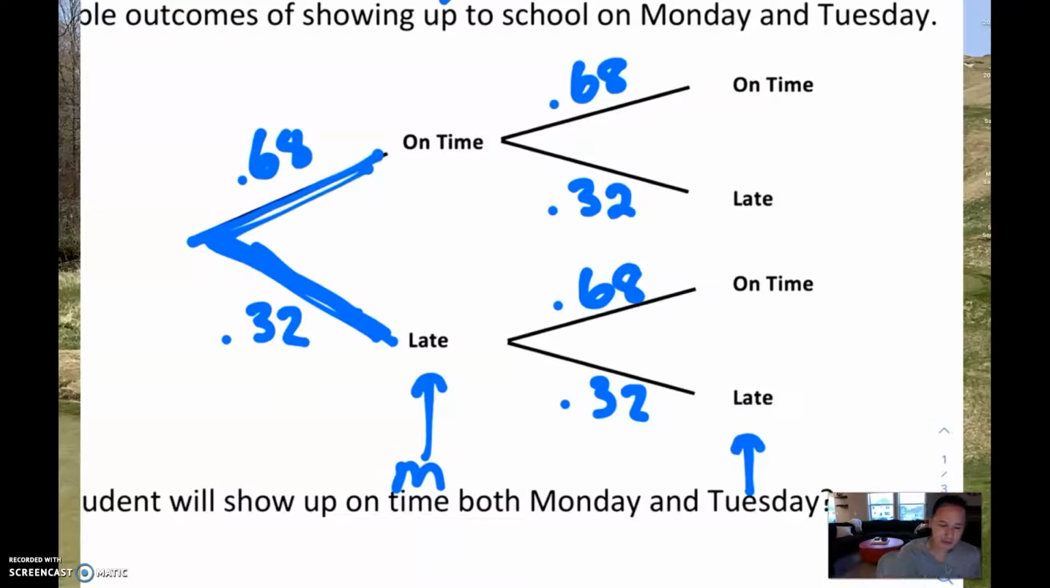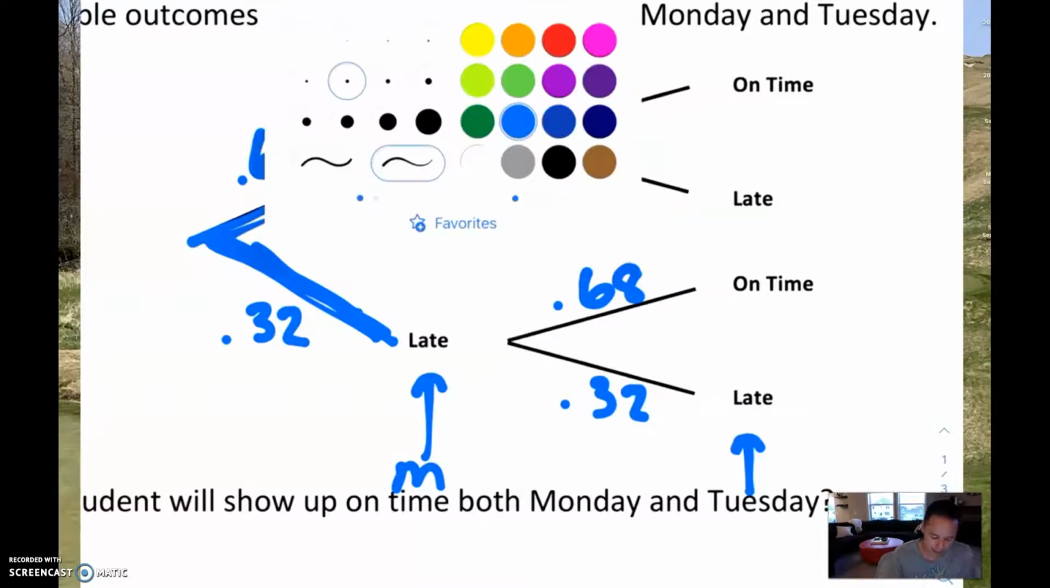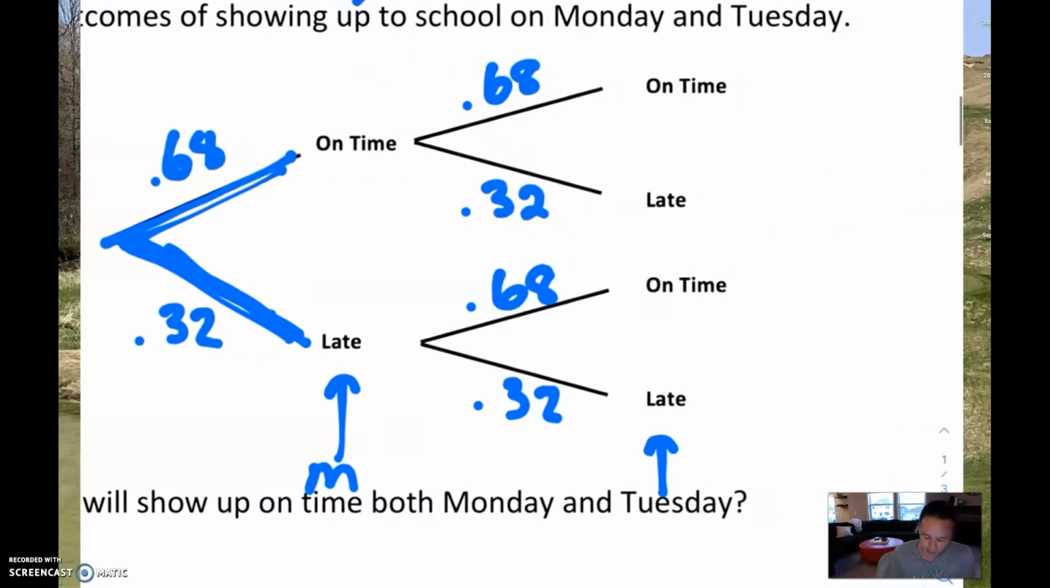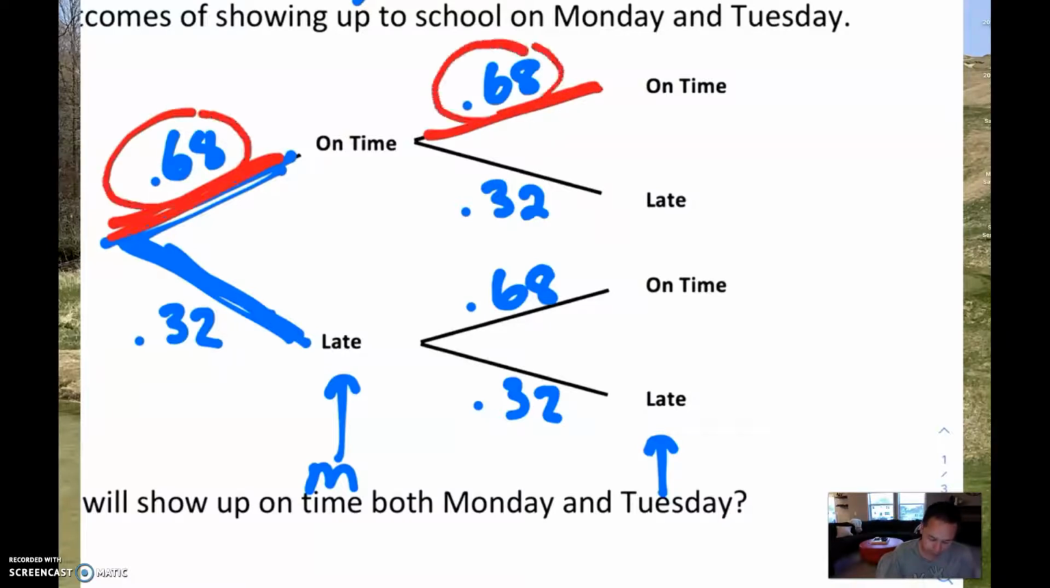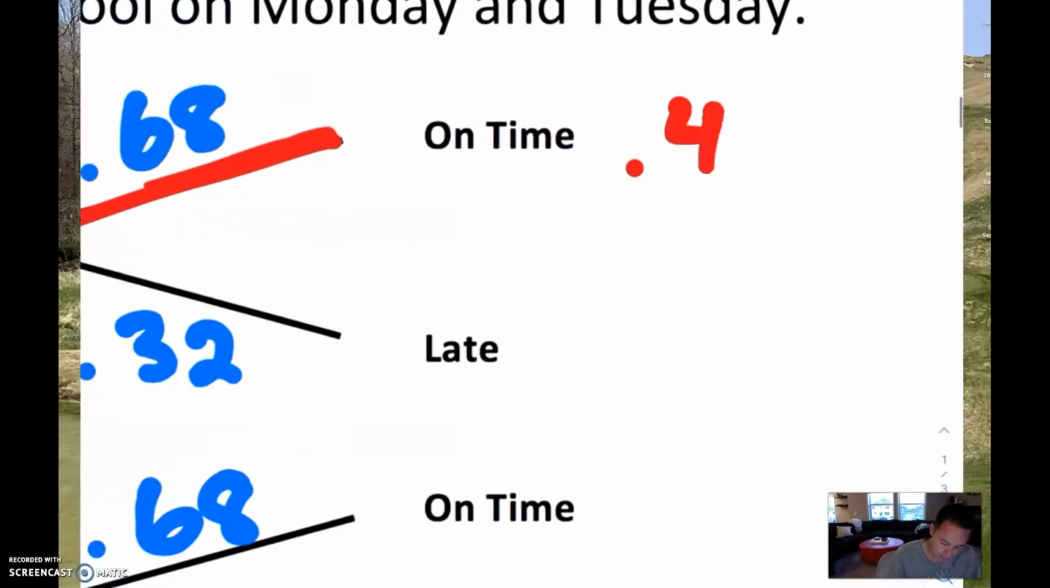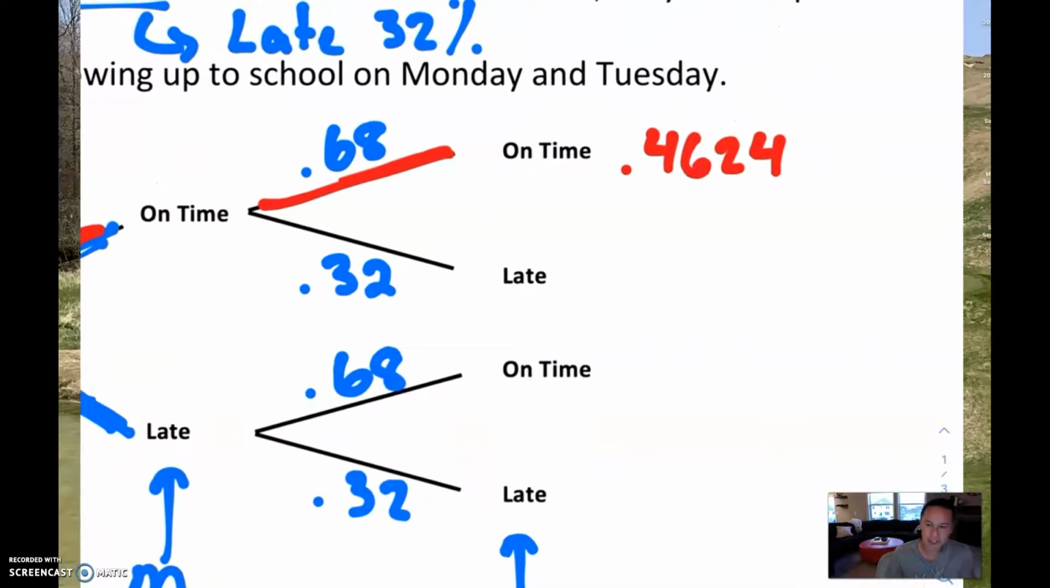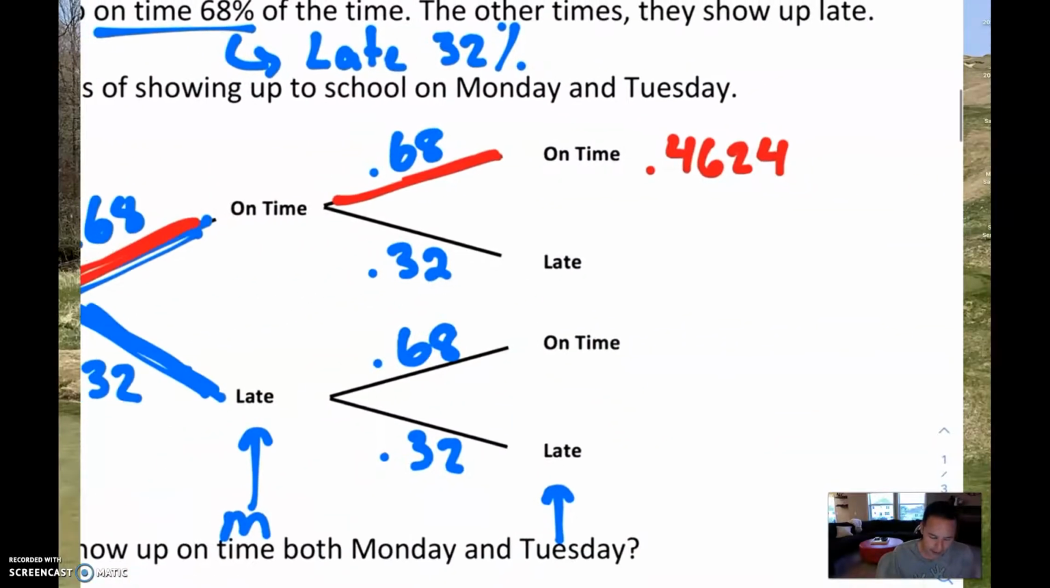So now this is where the multiplication rule of probability comes in. If I want to find the probability that they're on time on Monday and they're on time on Tuesday, we can just take that pathway and multiply them together. So I'm going to go to a calculator and take 0.68 times 0.68, and it gives us 0.4624. So there's a 46% chance that they're on time both days. And I'm going to do this for each pathway. It makes answering the rest of the questions much easier when you have all the probabilities calculated.